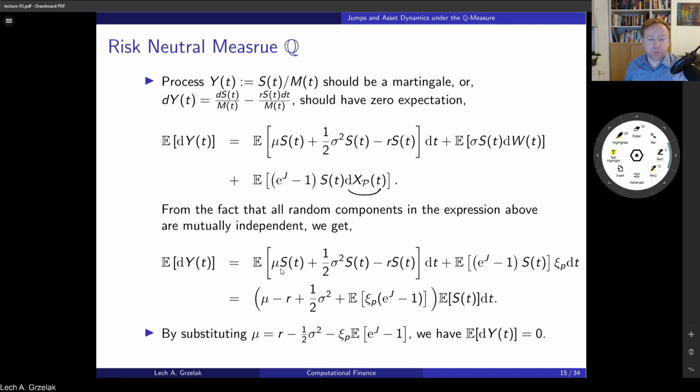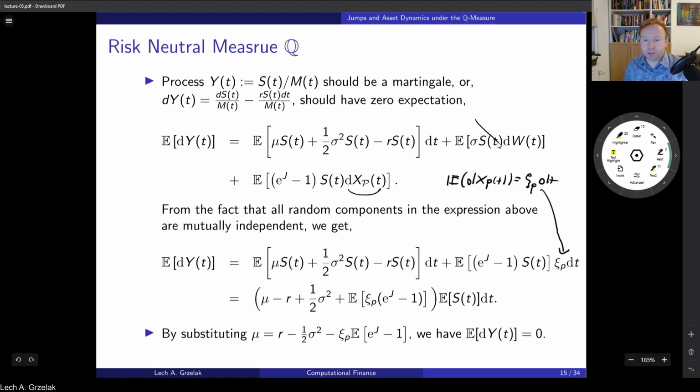This is what we find. We have an expectation of mu S(t) plus sigma squared, which is basically the same expression as we have here. This is our third term: the expectation of e to the power J minus 1 times S(t). Since we have independence, dXP(t) is independent of the others, so we have a product of expectations. We know that the expectation of dXP(t) is simply equal to xi_p dt, and it is the term that we see here.